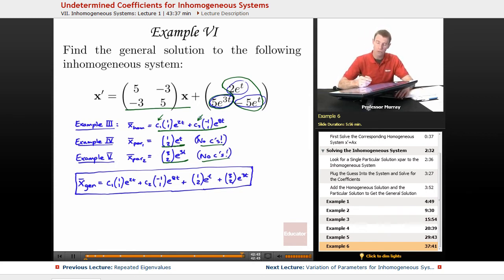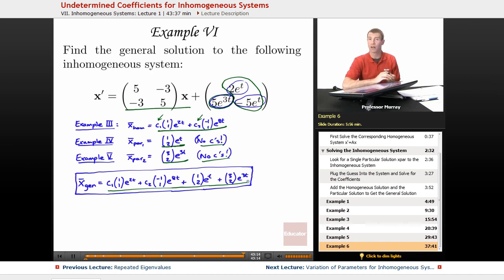And so all of this was in the previous examples. You can go back and check those out to see where all these numbers came from. All we're doing in this example is adding those together, assembling the homogeneous solution, the first particular solution, and the second particular solution into one big solution to the inhomogeneous system. So that wraps up our lecture on inhomogeneous systems using undetermined coefficients.